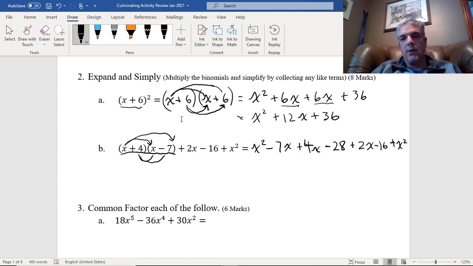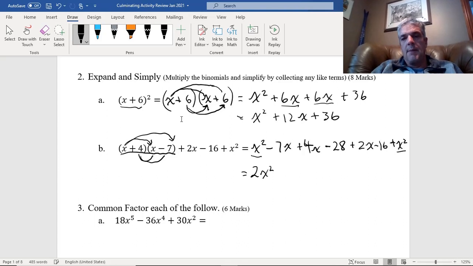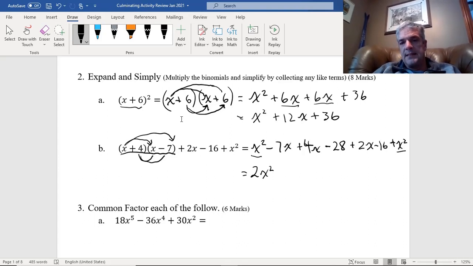And so I look through here and I go, do I have any like terms? And I do, x squared and an x squared. So that's going to be 2. 1x squared plus 1x squared is going to be 2x squared. I'm adding them, right? Then I have 7 minus 7x plus 4x. And then I look for any other x's.